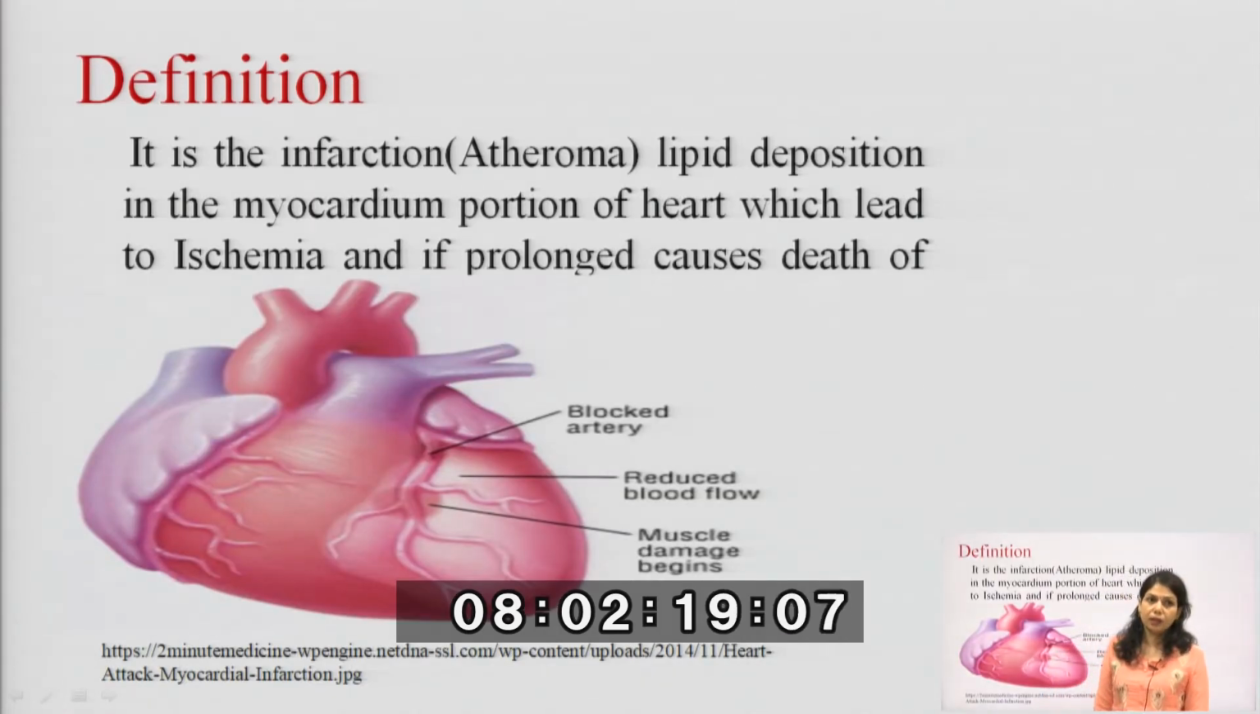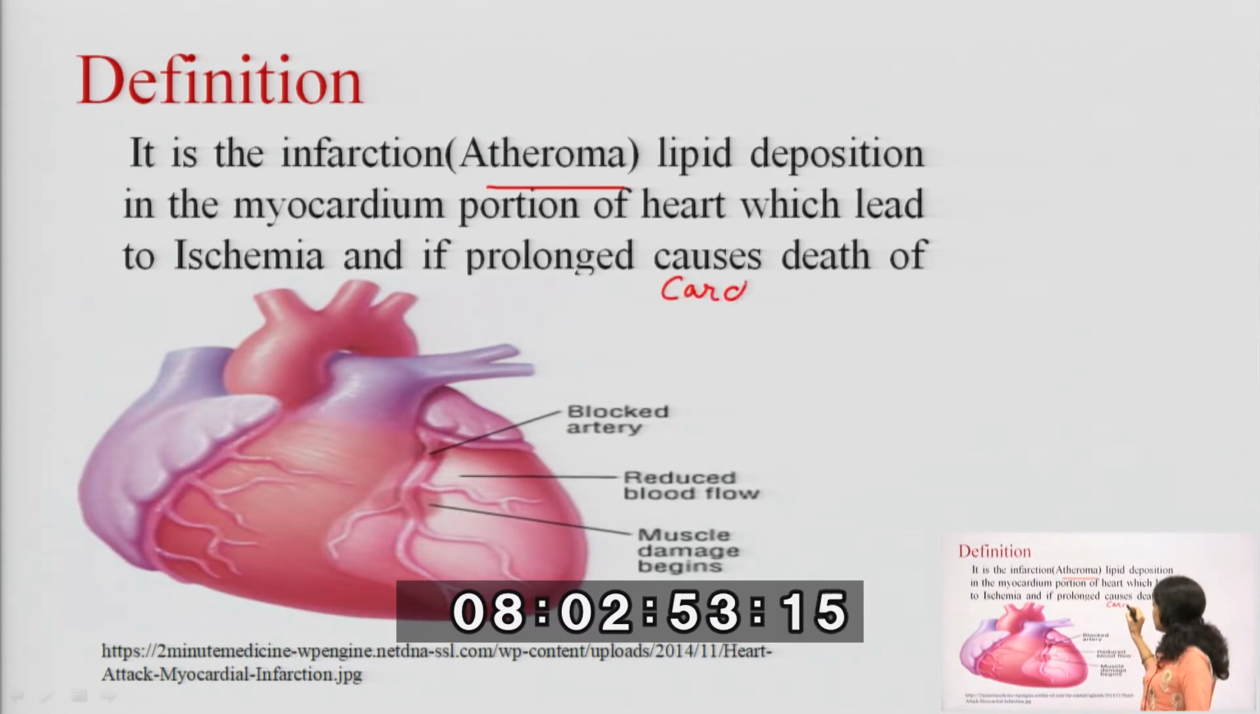Now, the definition. See, myocardial infarction is also a type of ischemic heart disease. In the previous lecture we discussed angina, here we are discussing myocardial infarction. It is a type of ischemic heart disease only. It is the infarction or the atheroma. What is the atheroma? The lipid deposition in the myocardium portion of the heart, which leads to ischemia, and if prolonged it causes death of the cardiac muscle cell.